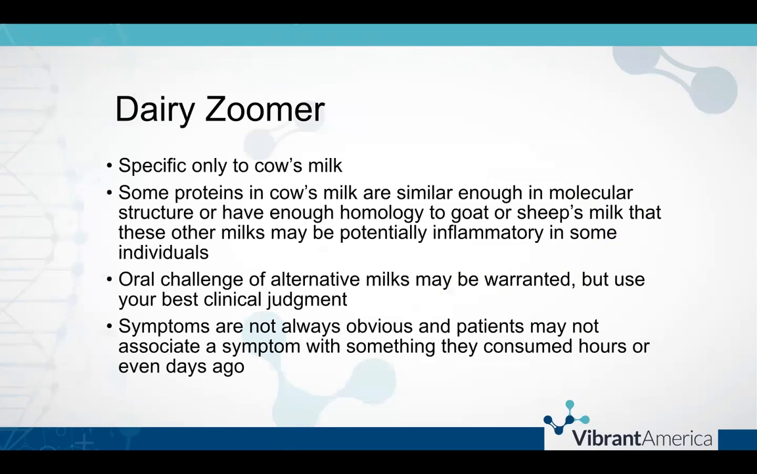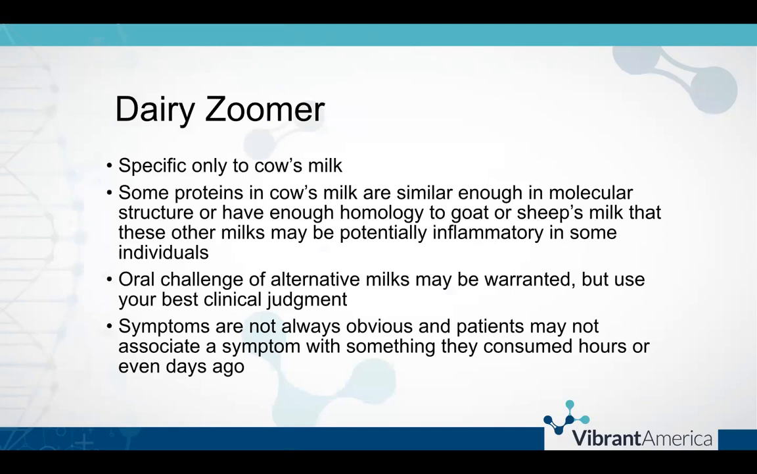Only to cow's milk. Some proteins in cow's milk are similar enough in molecular structure, or have enough homology to goat or sheep's milk, that these other milks may be potentially inflammatory in some individuals. Oral challenge of alternative milks might be warranted, but use your best clinical judgment. Symptoms are not always obvious. Patients may not associate a symptom with something they consumed hours or even days ago. So if somebody is generating an IgG antibody response to a protein in milk, but it's coming 24 to 48 hours after they consume it, they are probably not associating it with milk. And that's important to know.